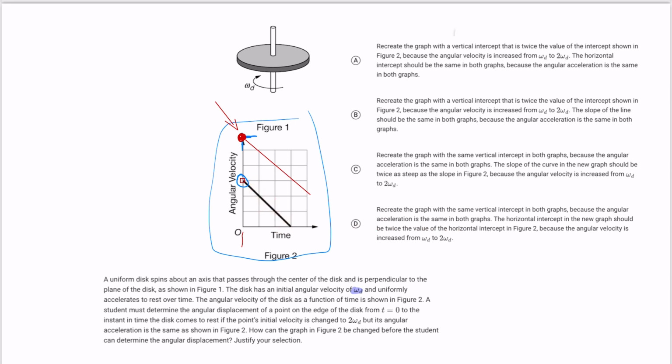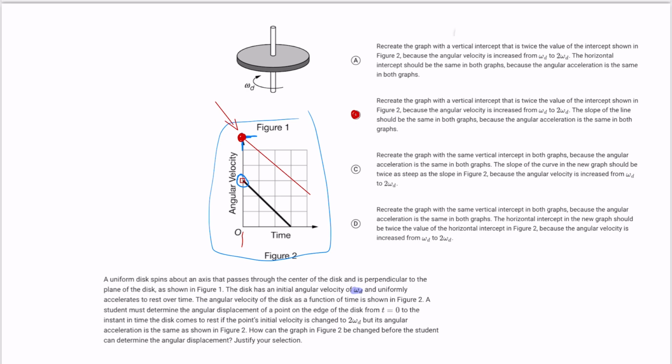Recreate the graph with a vertical intercept that is twice the value of the intercept shown in the figure 2, because the angular velocity increases from omega to 2 omega. That's true. The slope of the line should be the same in both graphs, because the angular acceleration is the same in both graphs. That's all absolutely right. I'm going to go ahead and circle B for now, but let's keep reading.